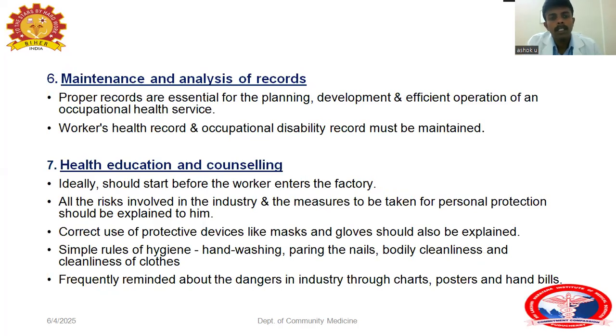Then there should be maintenance and analysis of records. That is, proper records are essential for the planning, development, and efficient operation of an occupational health service. Workers' health records and occupational disability records must be maintained.